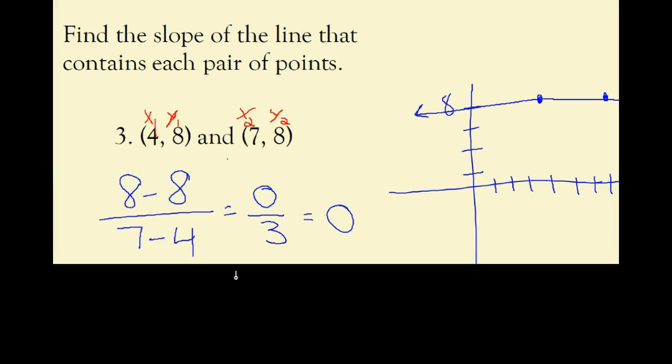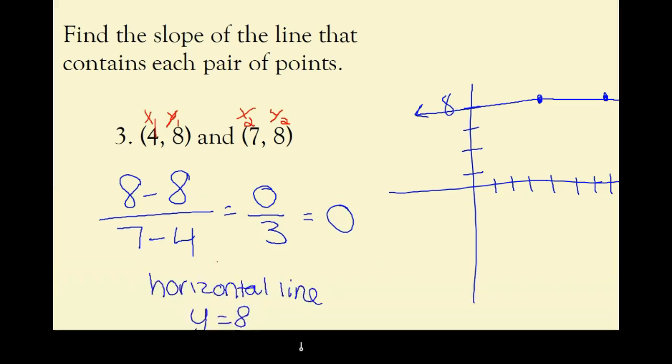What type of line is this, guys and ladies? Go ahead. It is a horizontal line. It is a slope of 0. That makes it a horizontal line. Anybody have questions about this one?